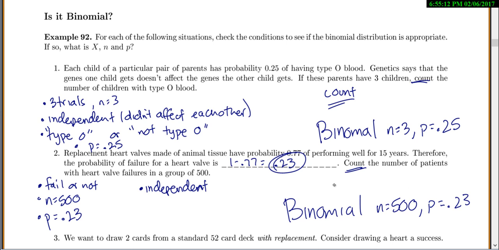Oh, and they didn't actually tell us what x is. You should always do that first. What would make sense? We want to count the number of patients with failures. So x is the number with failures. You should always write down what x is going to be. So up here, x was the number with type O.